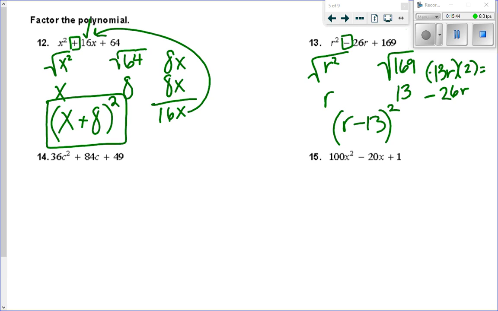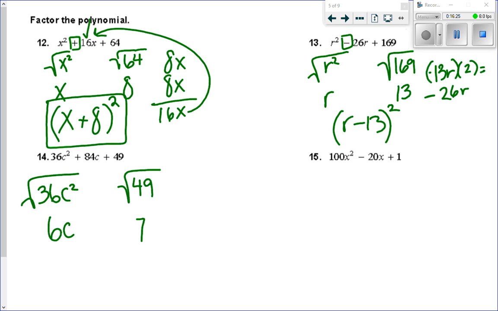Let's take a look at number 14. Now we can see that 36, first thing we need to do actually, is check for our GCF, and there's nothing in there. We might say, oh, 2's, nothing, so it's not able to take a 2 out, can't take 3. There's really no GCF, but we recognize our squares on either end. So what we want to do is take the square root of 36c squared and the square root of 49. That will give us 6c and 7.